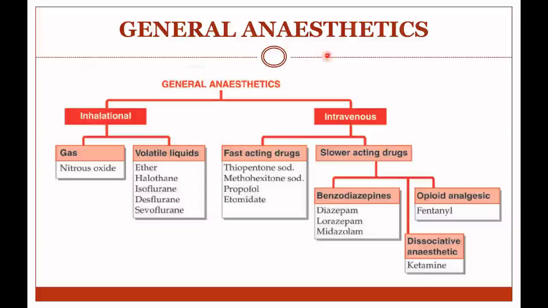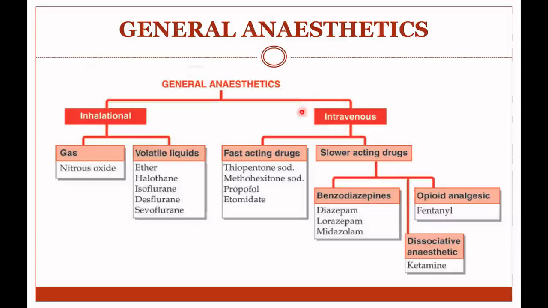Now coming to the classification of general anesthetics. General anesthetics are classified into inhalational and intravenous general anesthetics. Inhalational general anesthetics are again divided into gaseous and volatile liquids. An example for a gaseous inhalational general anesthetic is nitrous oxide, and examples for volatile liquid inhalational general anesthetics are halothane, isoflurane, desflurane and sevoflurane.